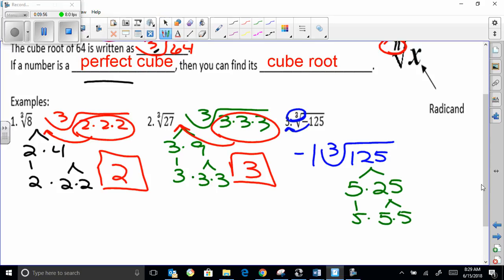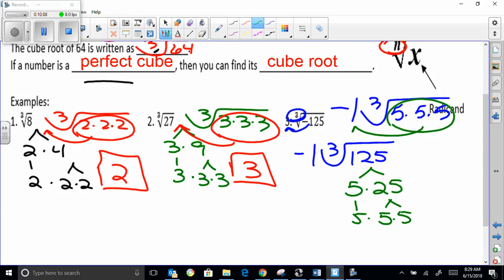So up under my radical, I have negative 1 times the cube root of 5 times 5 times 5. It's a perfect cube because I have 3 5s and nothing left over. Don't forget to multiply that 5 by that negative 1 that's already out there. So this answer should be negative 5.